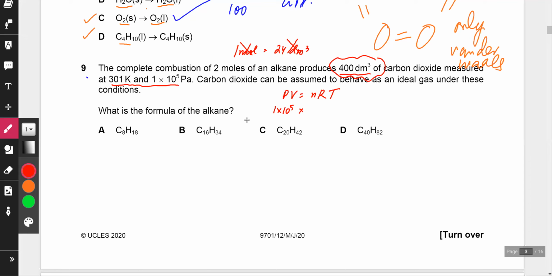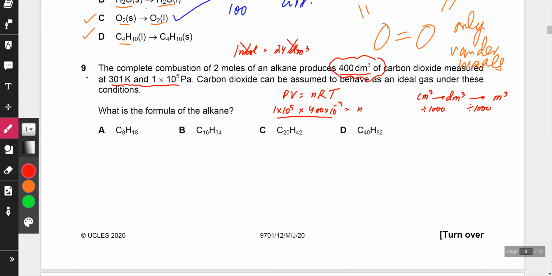To convert dm cube to meter cube, remember this conversion: from cm cube to dm cube and from dm cube to meter cube, you divide by 1000 each time. At the moment, your value is given in dm cube, so it should be 400 divided by 1000. So it's going to be 400 into 10 power minus 3. The moles are unknown, so I'm going to divide it by RT.